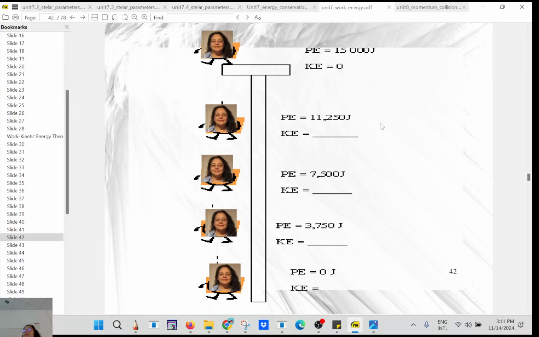So this is a very old picture, 20 years old. Of course, I didn't change much, right? So potential energy 15,000 joules. And if potential energy is 7,500, kinetic energy will be exactly what adds up to 15,000, so 7,500. Very good. And same thing here. It will be 0, and here it will be 50,000, right?